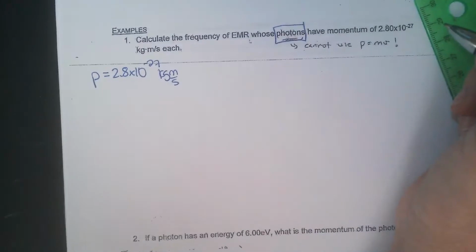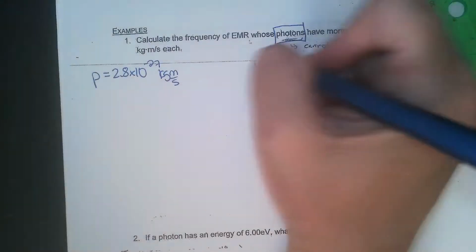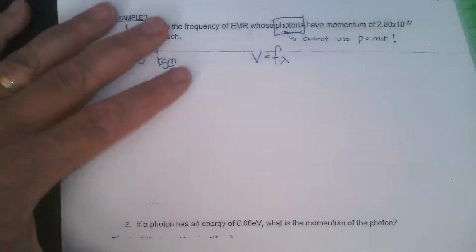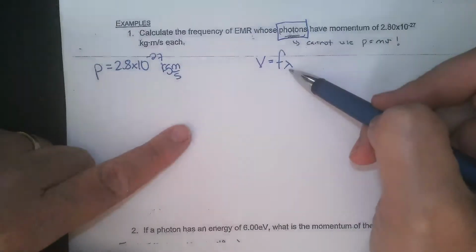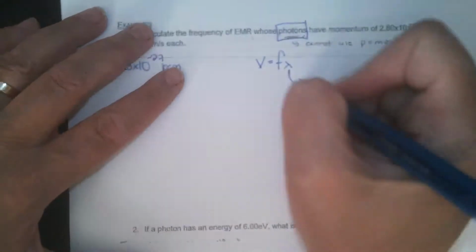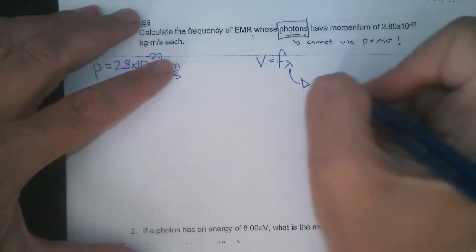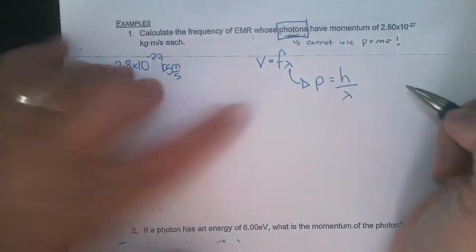Because we're talking about a photon, we cannot use p equals mass times velocity. So we're going to use this formula to calculate frequency. When we look at this formula though, we see that we don't have wavelength. So in order to figure out wavelength, we can take the momentum that we do have and use Planck's constant divided by wavelength.